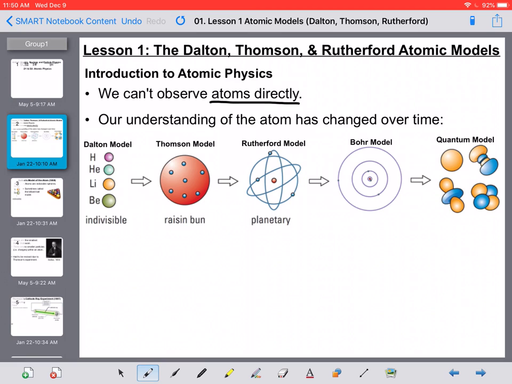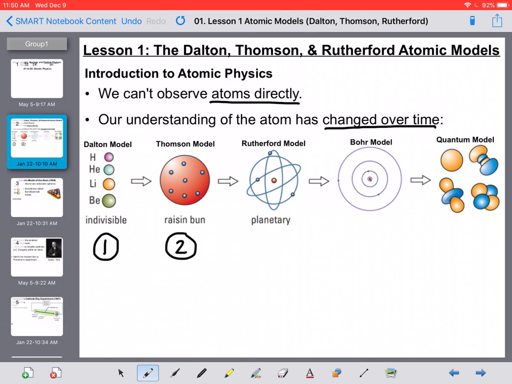We're going to look at different experiments that have been done over the years. And every time a new experiment is done, our understanding of the atom improves a little bit. So our understanding of the atom has changed over time. Here we have a bit of a timeline of all of the different models of the atom. The oldest model, and the first one that we're going to look at, is called the Dalton model. It's also called the indivisible model because Dalton thought that atoms were indivisible.